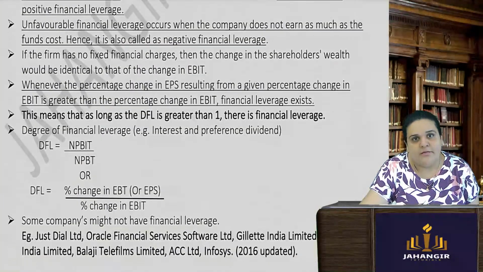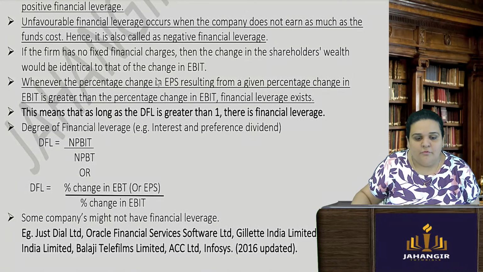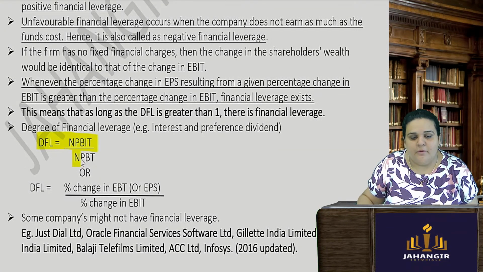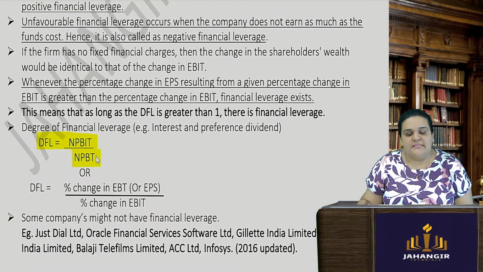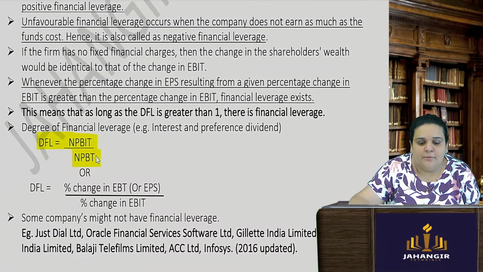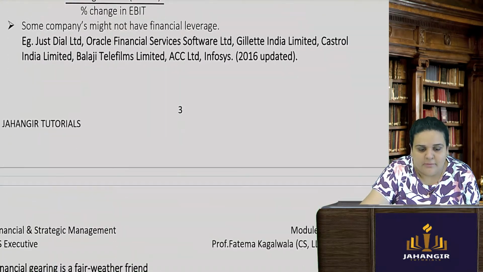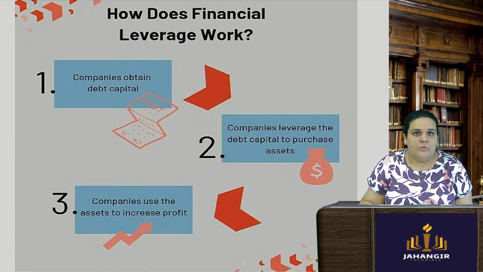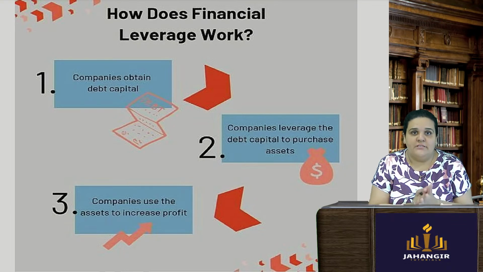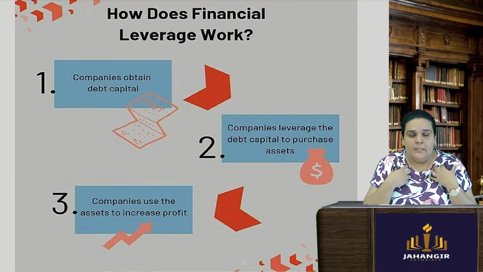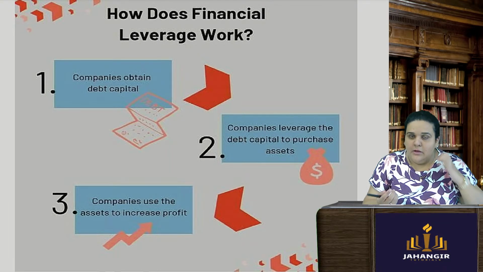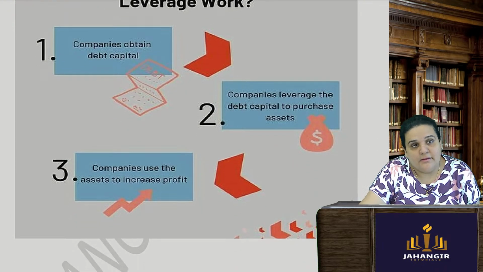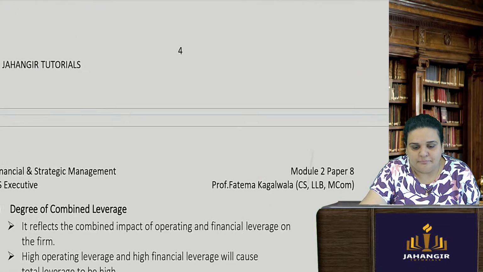Then we spoke about degree of financial leverage. The formula we have to know is NPBIT upon NPBT, or percentage change in earnings before tax upon percentage change in EBIT. How does financial leverage work? We all know companies have share capital, their own capital. Sometimes they even take on debt. Then there is financial leverage in the form of interest, which is a cost to the company. They take all this debt and invest it in assets.